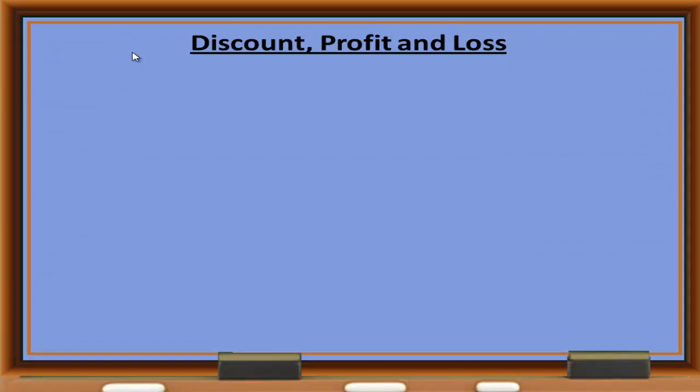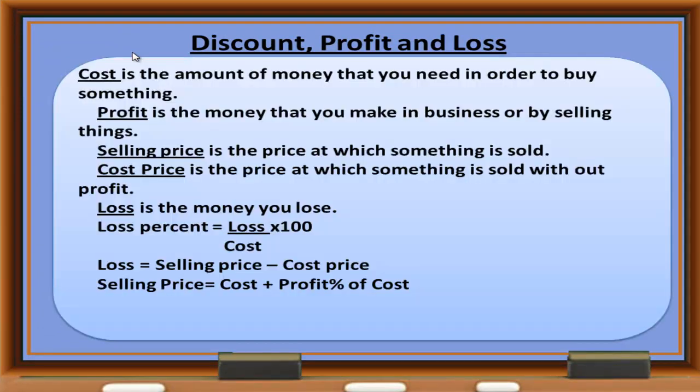Discount, profit and loss. Cost is the amount of money that you need in order to buy something. Profit is the money that you make in business or by selling things. Selling price is the price at which something is sold. Cost price is the price at which something is sold without profit. Loss is the money you lose.